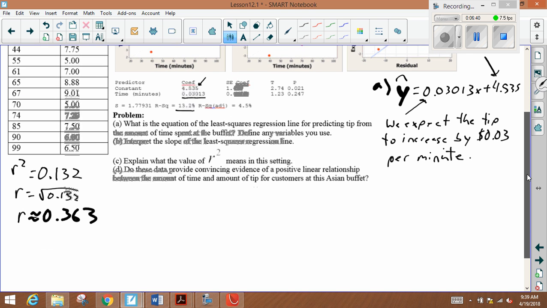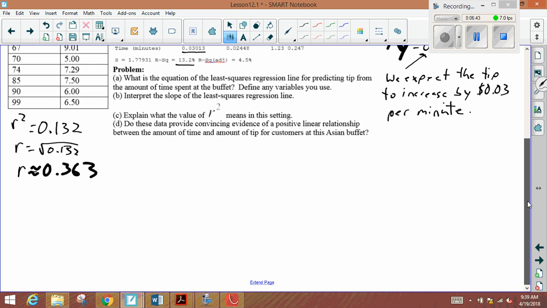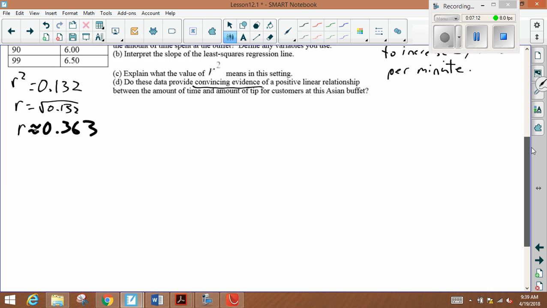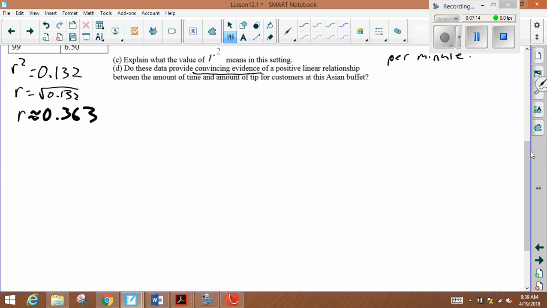Do these data provide convincing evidence of a positive linear relationship? Here we go. If you're asked for convincing evidence, your brain says, I need to perform inference. I need to do a hypothesis test, because that's what you're doing when you're finding convincing evidence. All right, here we go. We're going to go through PHANTOMS.